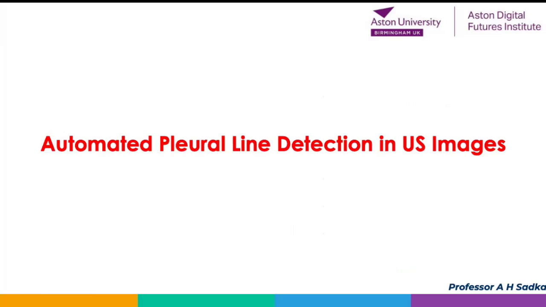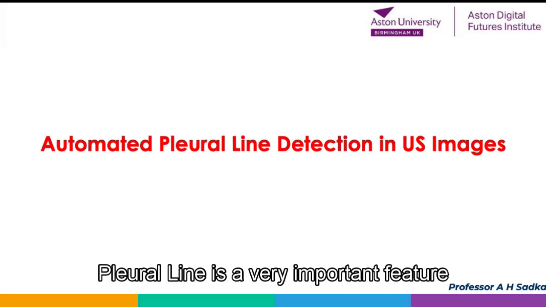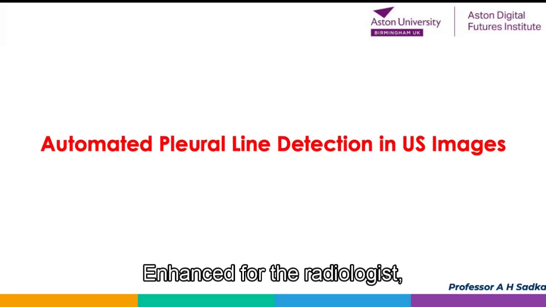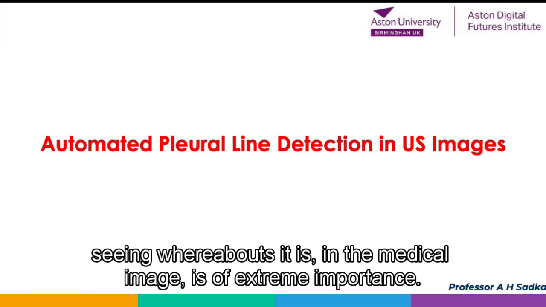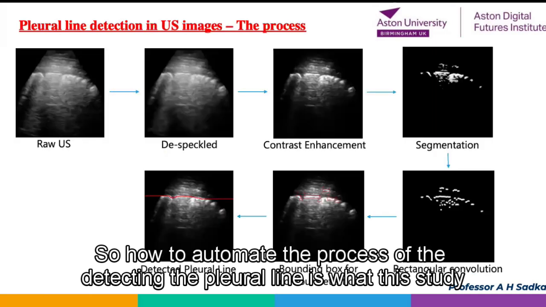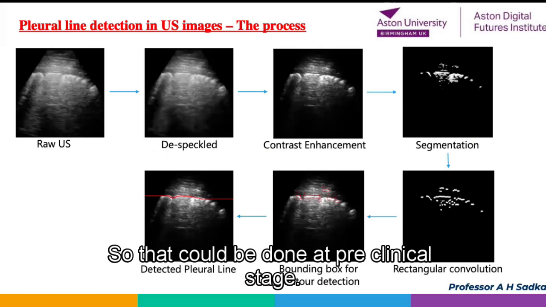Now, another area where AI can be used for lung condition processing is for the detection of the pleural line. The pleural line is certainly a very important feature in lung images, and hence for the radiologist, seeing whereabouts it is in the medical image is of extreme importance. So how to automate the process of detecting the pleural line is what this study was all about in ultrasound images. So that could be done at preclinical stage.